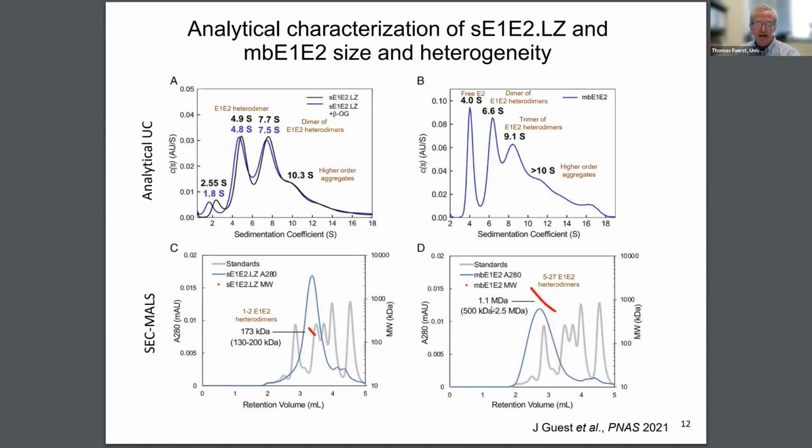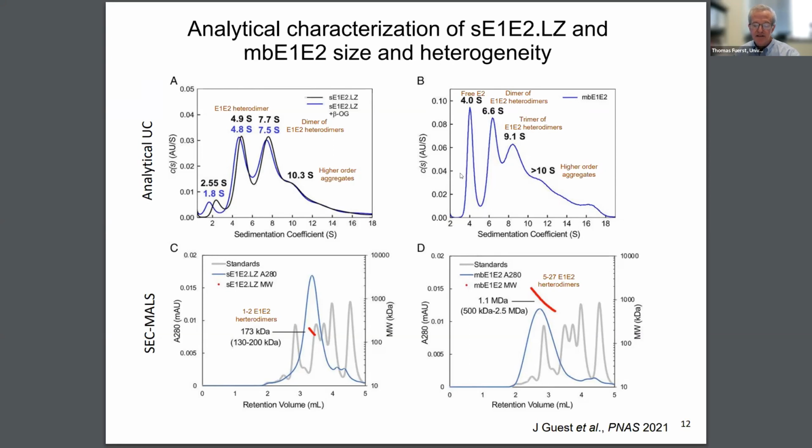This slide shows the analytical characterization of the membrane bound and secreted forms of E1E2. Panels A and B use analytical ultracentrifugation, which can separate a mixture of protein populations more precisely than SEC. Suffice it to say that secreted E1E2 in panel A is less heterogeneous, with 2 peaks, than the membrane bound form E1E2 in panel B, with 3 peaks. These peaks correspond to free E2, a dimer of heterodimers, a trimer of heterodimers, and higher order aggregates.